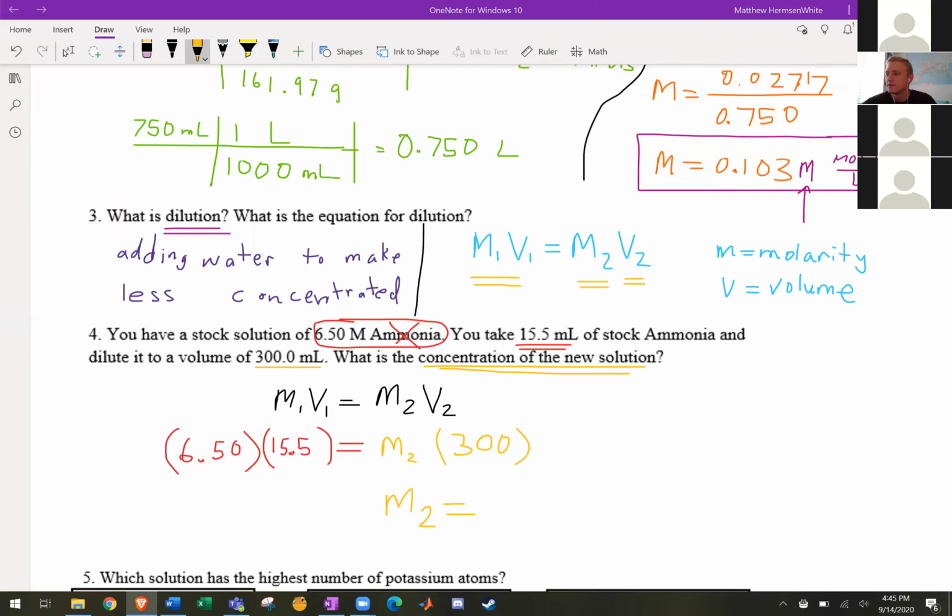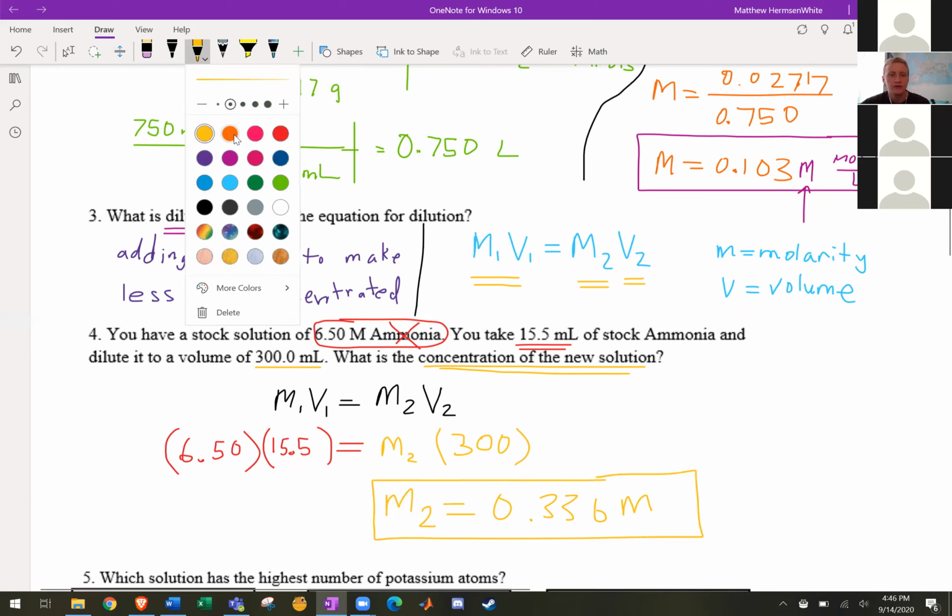And we get that M2 is equal to, let's see here. Where did I put? Sorry, I've lost my answer key. M2 is equal to 0.336 molar. So that would be the concentration of the final solution.